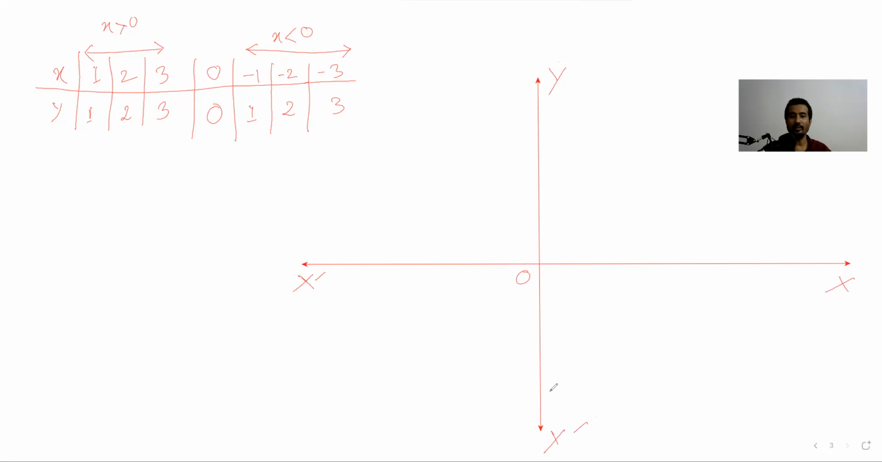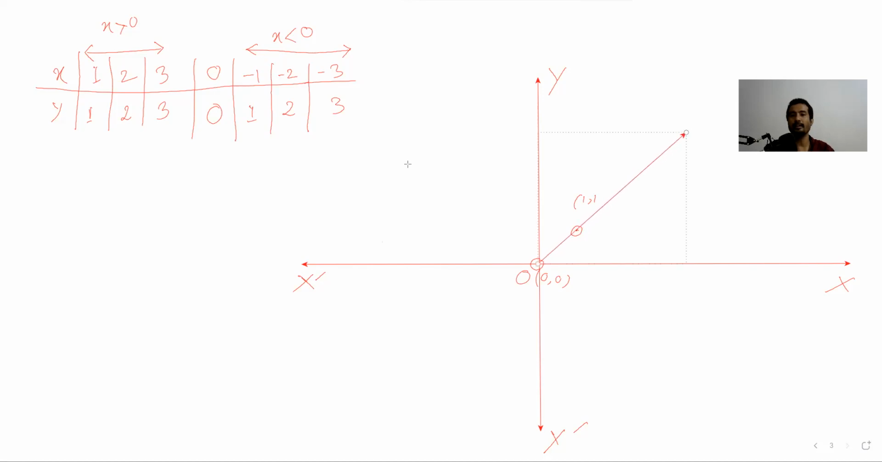Okay, now we have the Cartesian coordinate plane containing the x-axis and y-axis, right? Now see, first of all I want to plot these points. So first we start with this one, 0, 0. Then you go on plotting these positive points, 1, 1, say this one is 1, 1. So if you go on plotting these points, we will get a line like this, in this positive direction.